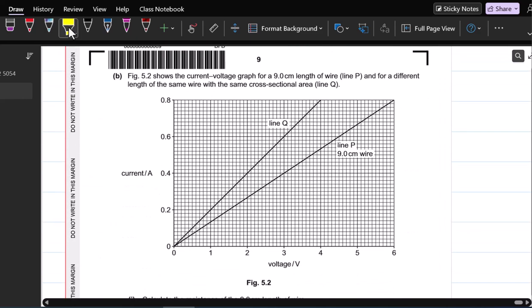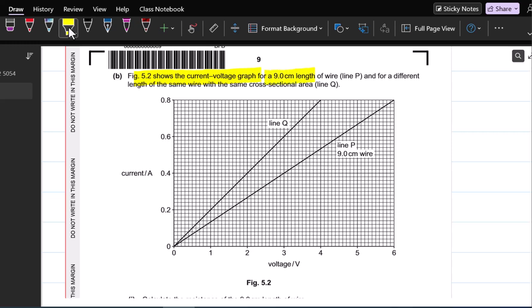So moving to next part of this question, B part. Figure 5.2 shows the current voltage graph for a 9 centimeter length of wire, line P. Okay, here we have line P and this graph is indicating current voltage graph, and the length of this wire is 9 centimeter. And for a different length of the same wire with same cross sectional area, line Q is shown.